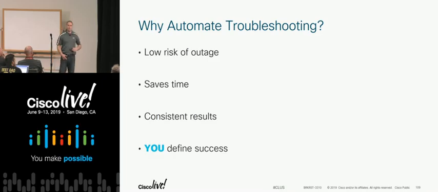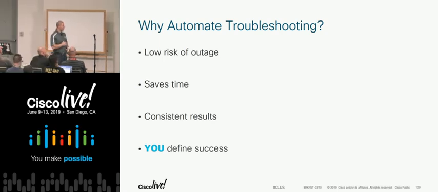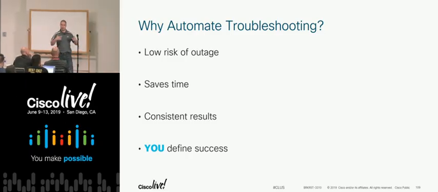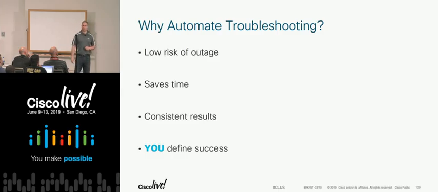So the why, this is probably pretty obvious. I thought about not even having this slide because I don't think there's any real controversy here, but when you use automated troubleshooting, you log into a router, you do show commands. Show commands typically don't crash routers, not very often. So there's not a whole lot of risk in deploying this. You're not trying to do configs, nothing that would cause an outage or require a maintenance window. Obviously, it's going to save you time.